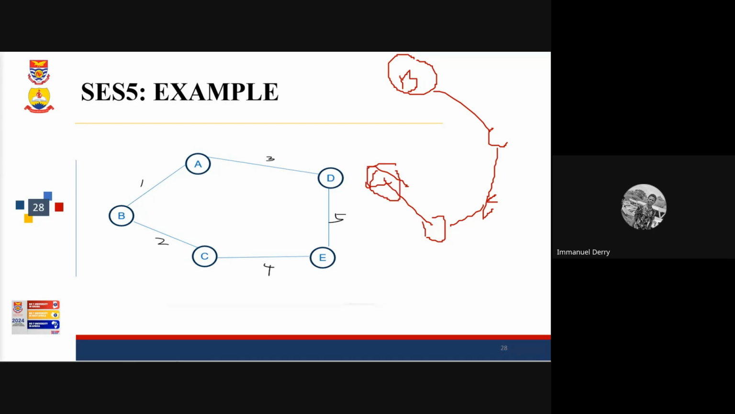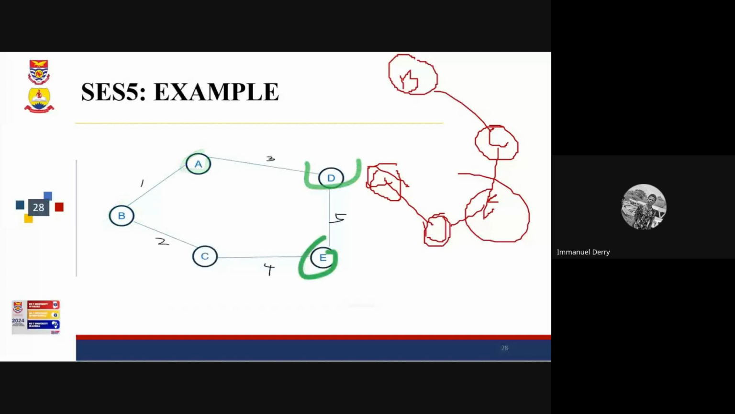So this qualifies to be a spanning tree because it doesn't form a circle, and the number of edges is 1 less than the vertices. The vertices are 1, 2, 3, 4, 5. And in the spanning tree, the edges are 1, 2, 3, and then 4. Please, are we clear?